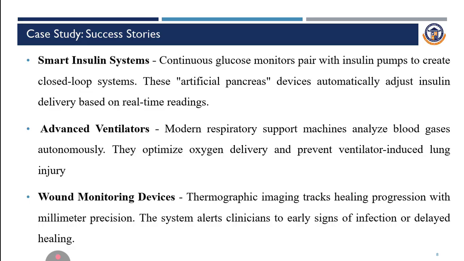Modern ventilators with built-in blood gas analysis can automatically adjust pressure, volume, and oxygen concentration based on patient respiratory status. Thermographic wound monitoring systems also detect temperature changes which indicate infection up to 48 hours before clinical symptoms appear. So these are all the success stories in these diagnostic devices.